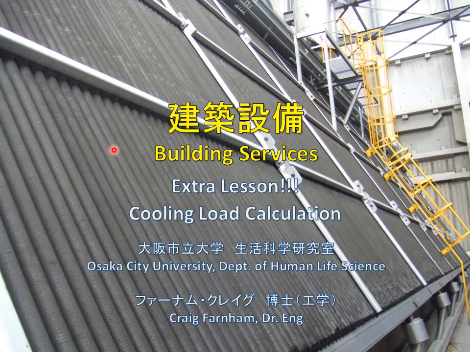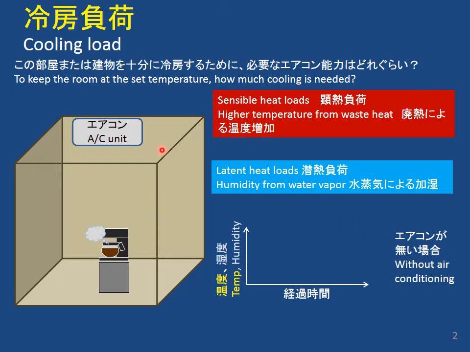Okay, let's start. This is the extra lesson for the cooling load calculation. Now, the cooling load is what you need to keep your room at the set temperature. So let's say we have a heat source, a coffee pot, and it makes a sensible heat load. That's higher temperature from waste heat. And a latent heat load, and that's the need to air condition the water vapor out of the air.